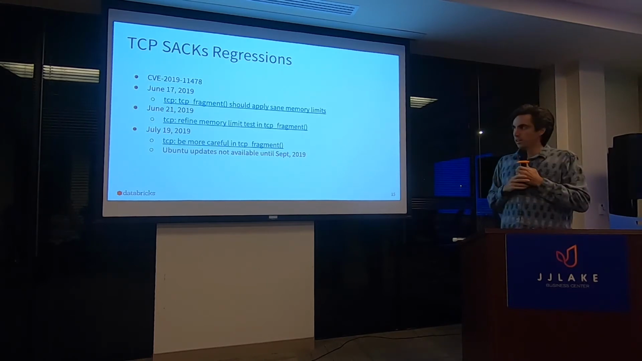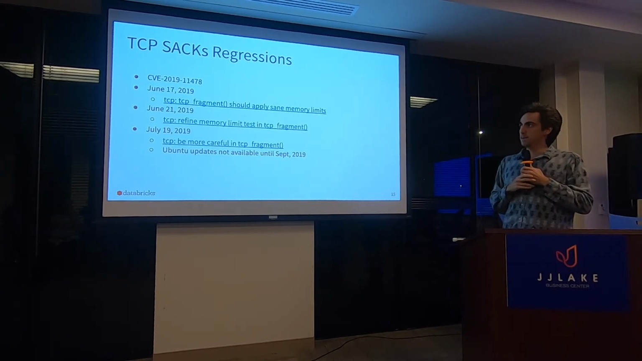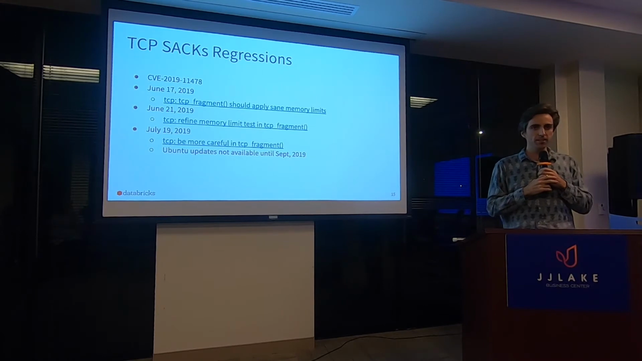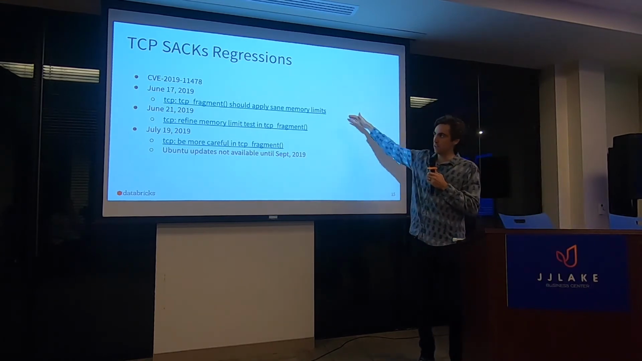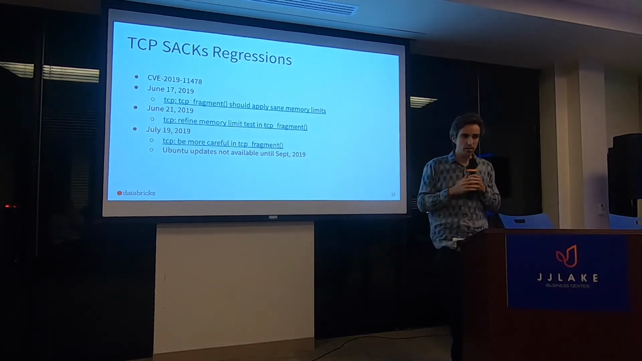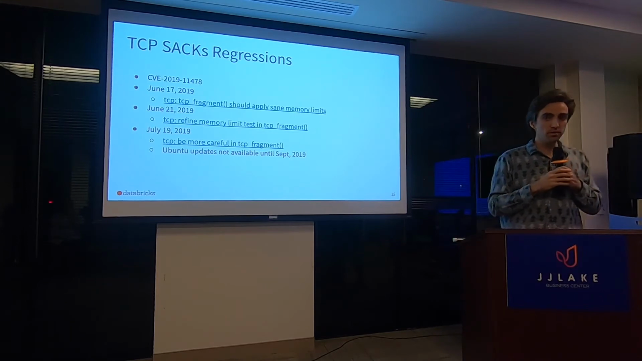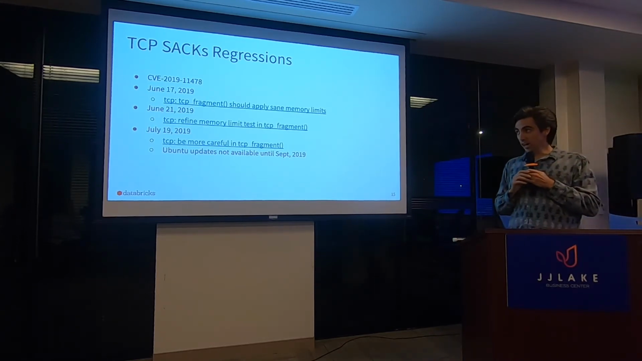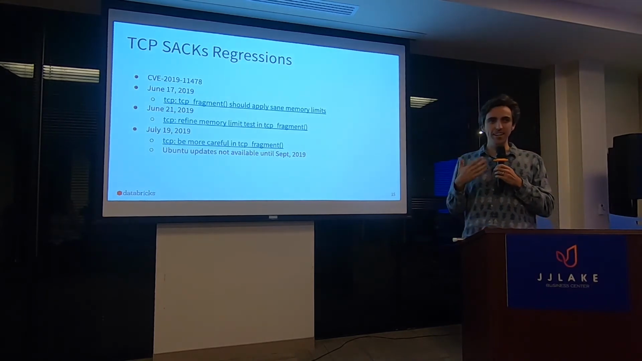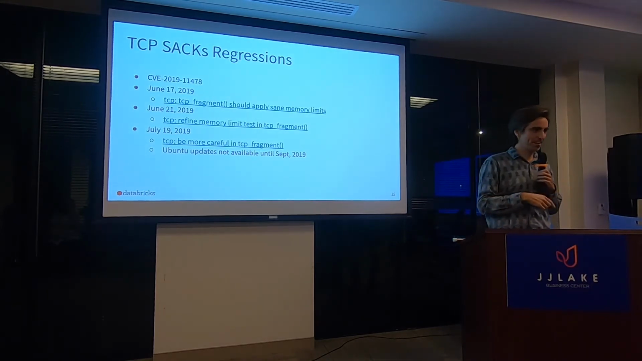So, looking at this one, we noticed that the Linux community got it wrong twice. The initial patch went out June 17th when the vulnerability was announced. Four days later, they said, okay, I need to tweak something. And then not until almost a month later, they're like, oh yeah, we forgot this other case.